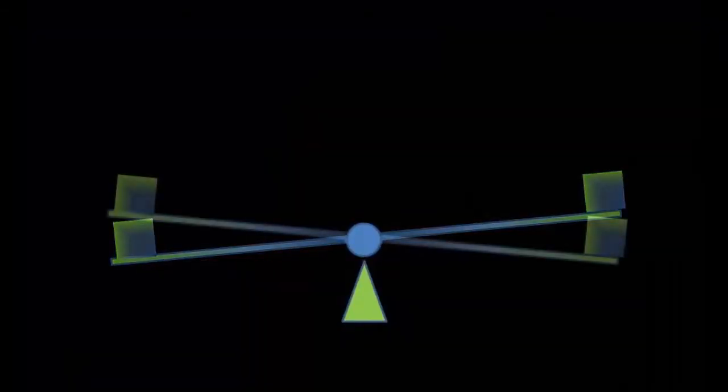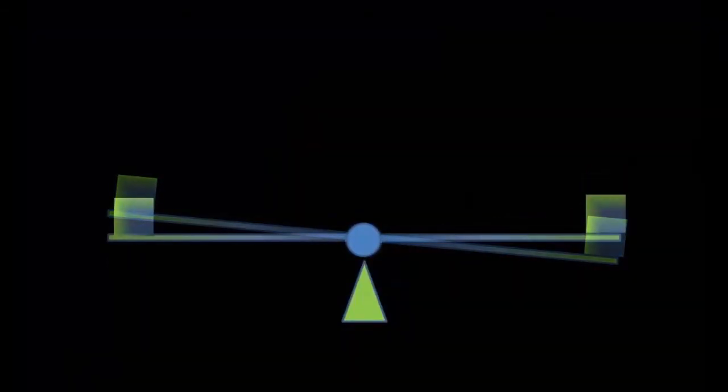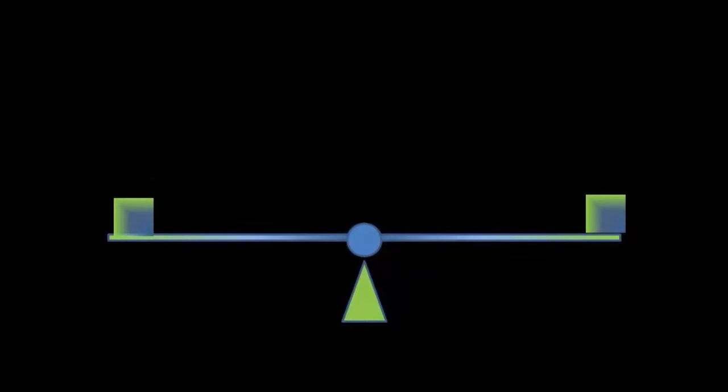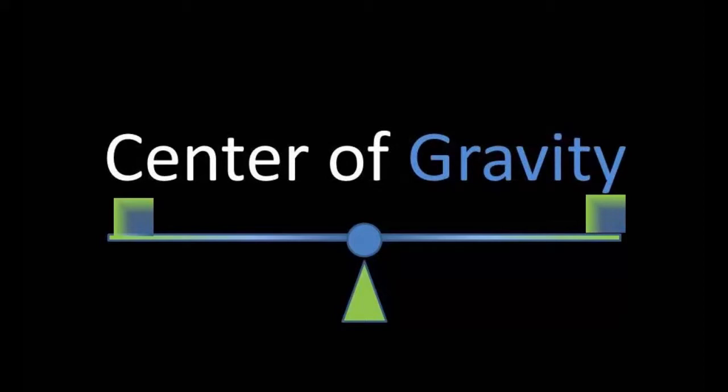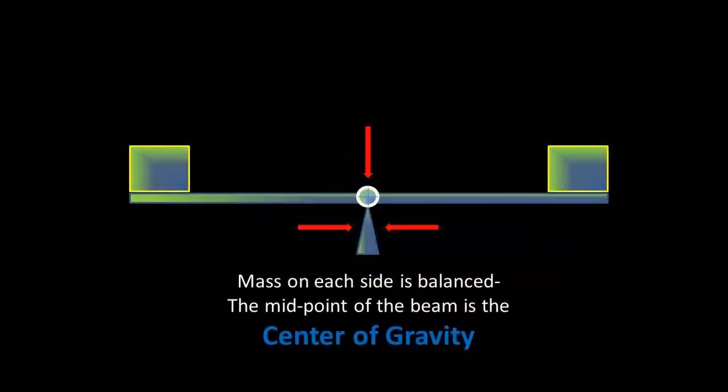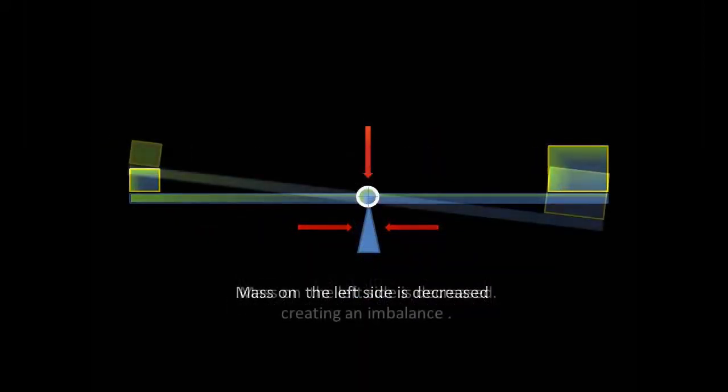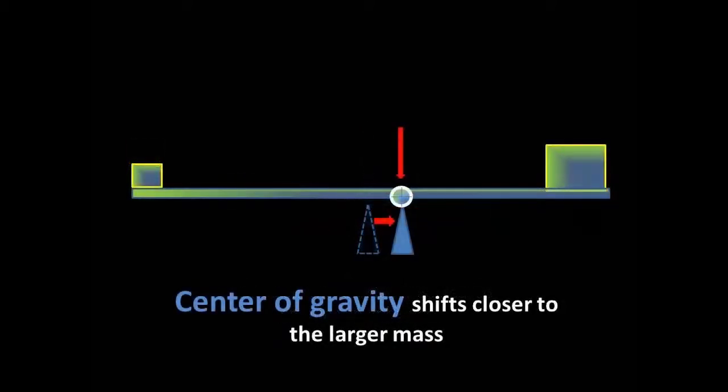When dealing with gravitational forces, it's easier to model these forces acting on a single point of an object. This point is referred to as the center of mass, or the center of gravity. The center of mass is essentially the average point in between all the mass of a body.